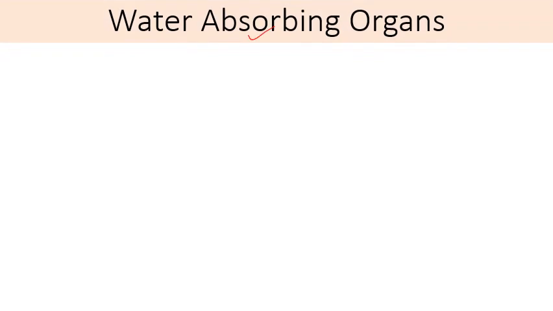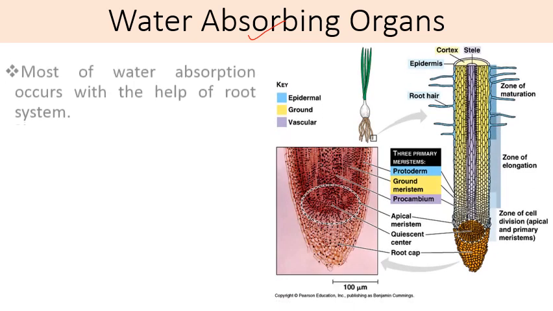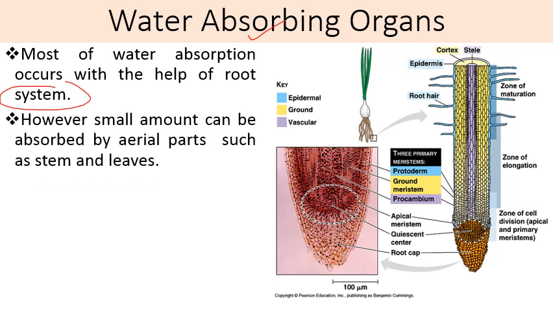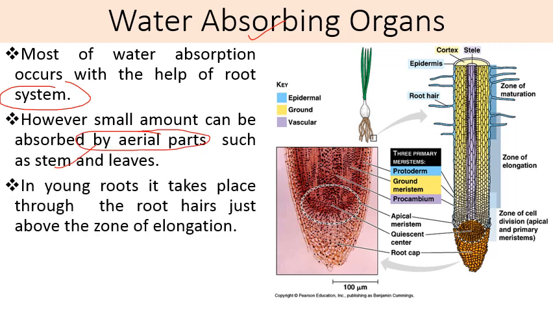Next comes the water absorbing organ, as I have already discussed. The major organ of water absorption is the root, and it has different parts. Most of the water absorption occurs with the help of the root system. However, a small amount can be absorbed by aerial parts, such as stem and leaves. In a young root, it takes place through the root hairs just above the zone of elongation, which I will discuss one by one. There are different parts of this young root.